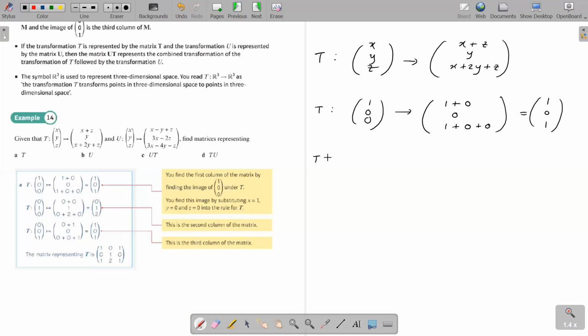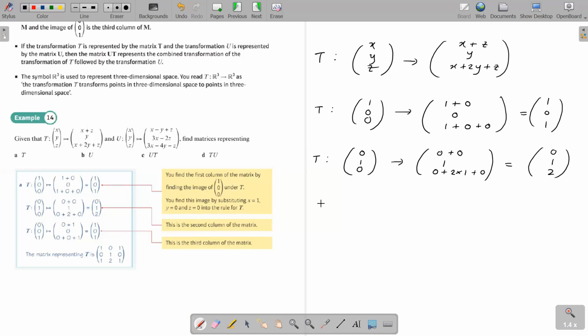Get the second one also. What is the second object coordinate? The second column of your identity matrix, 0, 1, 0. What happens when you transform 0, 1, 0? Now x is 0, y is 1, z is 0. So x + z is 0 plus 0. y is directly 1. Next one, x is 0 plus 2 times y is 1 plus z is 0. What's the answer? 0, 1, 2.